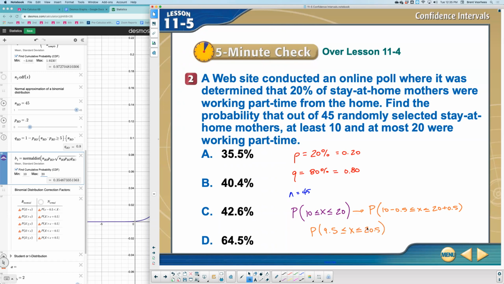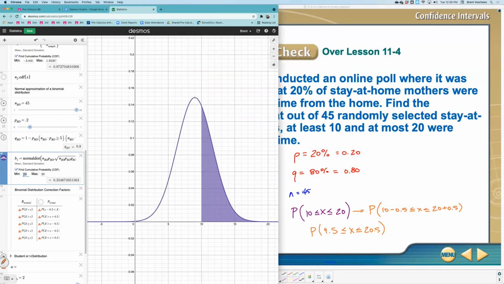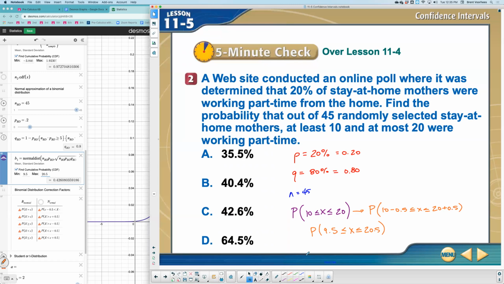That's actually what I need to calculate here, which will increase the amount of shaded area. It also increases my number up to 42.6%. And so that would be my probability. We went from A to B just by increasing our probabilities, and that is the binomial distribution correction factor. That's what that was. Correction factor is what I need to say here.